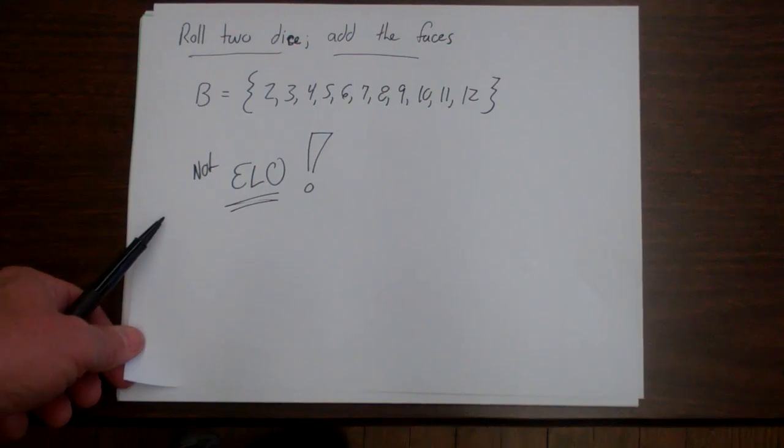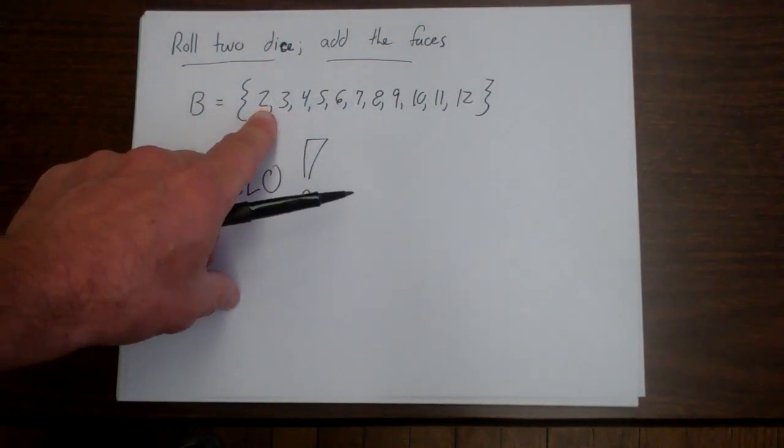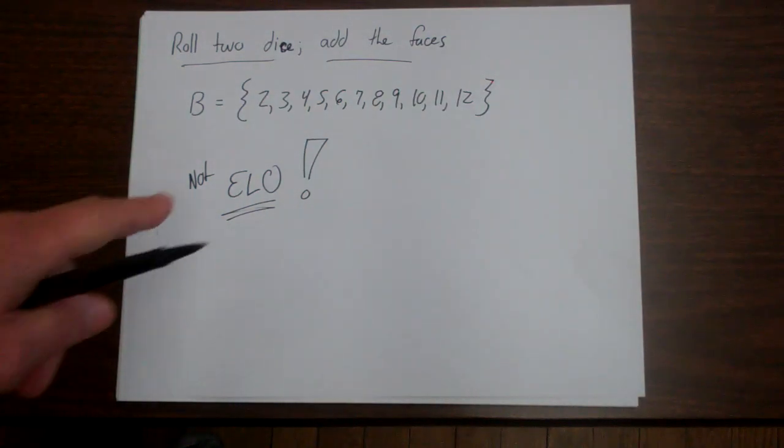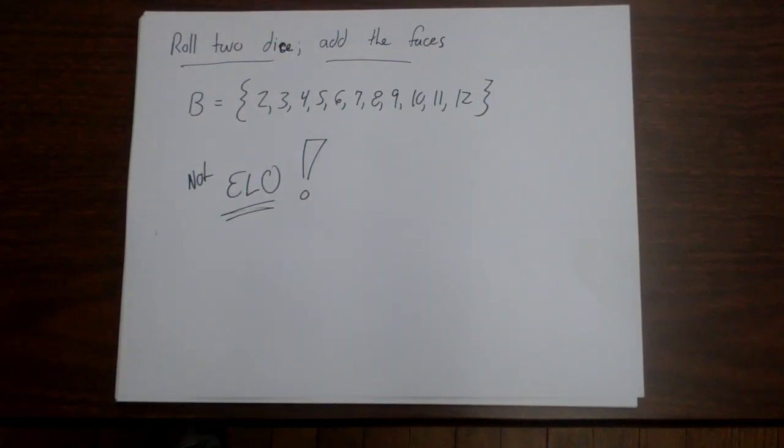So let's do this. Here's our experiment: we're going to roll 2 dice and add up the faces. For example, if we get a 5 and a 4, then we add those together and say that our result is a 9. If you roll 2 dice, these are the possibilities: 2, 3, 4, 5, 6, 7, 8, 9, 10, 11, or 12. But not all of these are equally likely, and I'm hoping that makes intuitive sense.